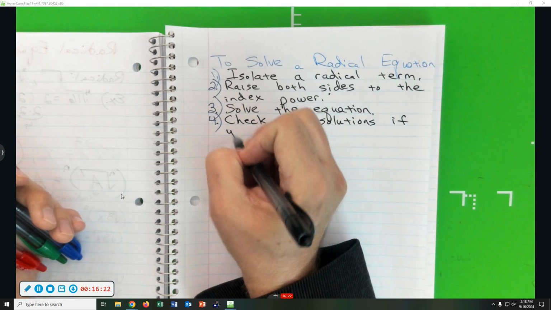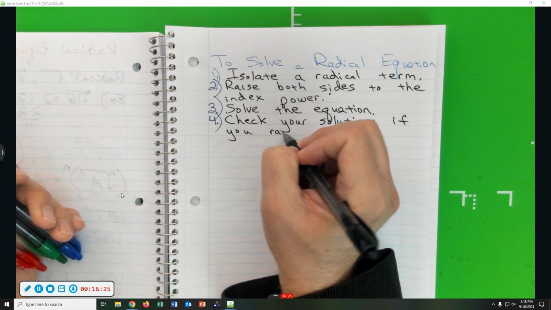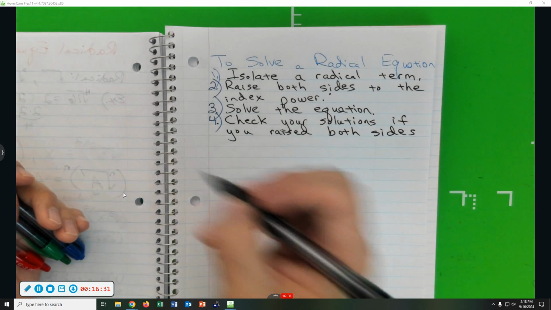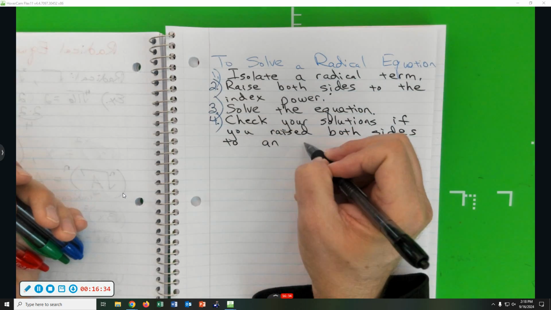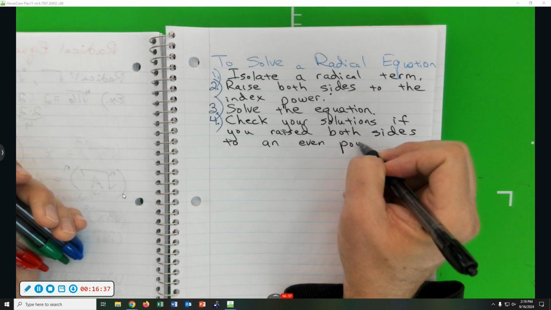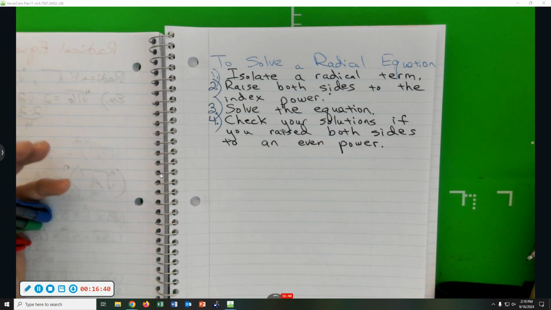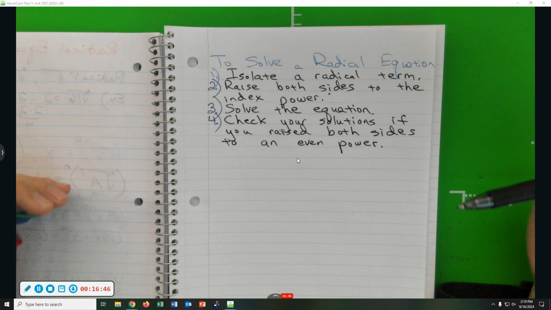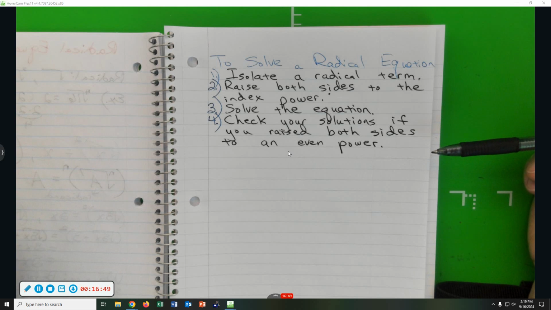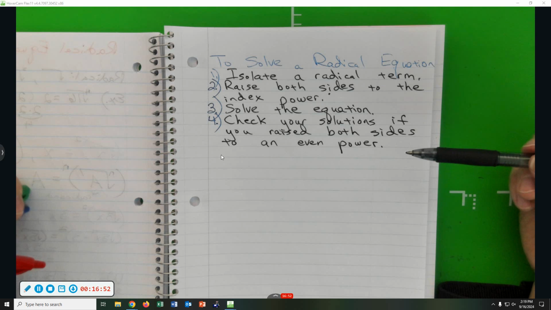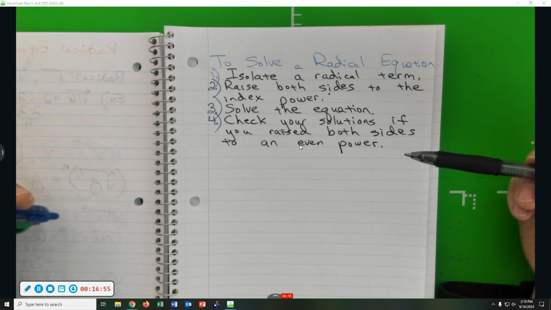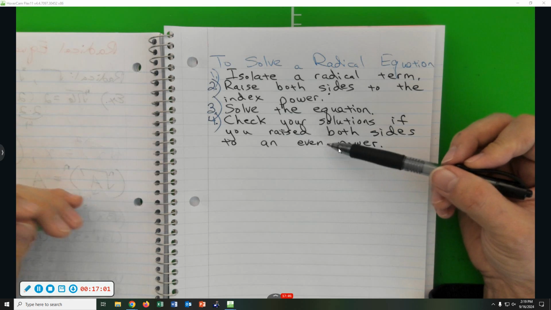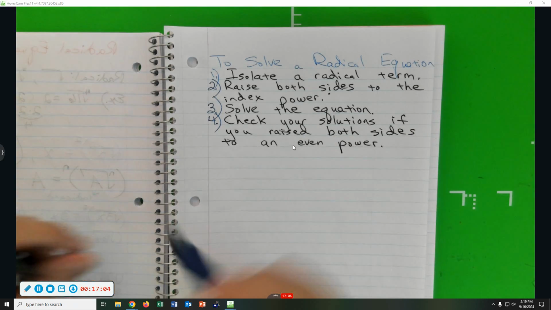If you raised both sides to an even power, that's one of the reasons that I said that square roots aren't that nice. The square root equations, you're going to have to manually check your work. Now, for a cube root equation, that's an odd number, a 3, so you wouldn't have to check your work. Maybe we should discuss why. Why is this the case?